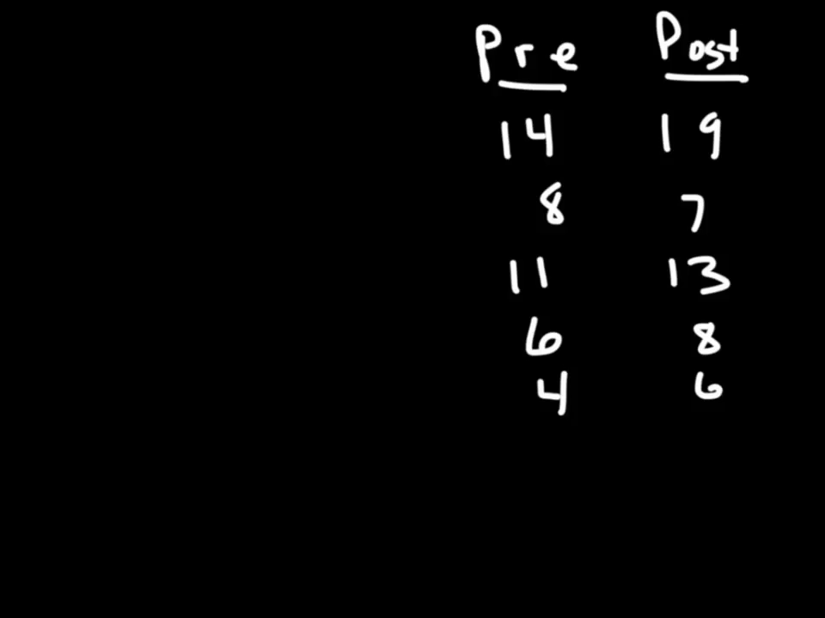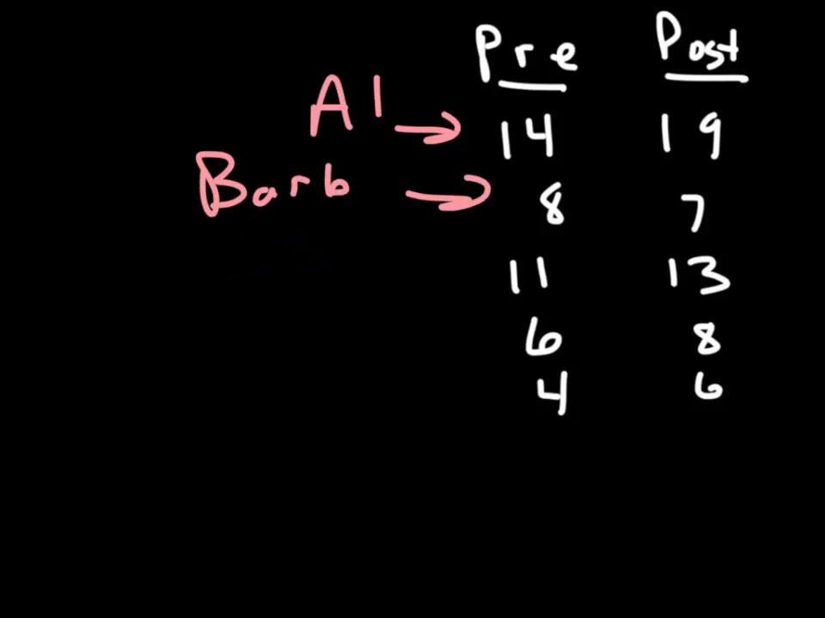So here we have a pre and a post-test, and we have scores in the pre-test of 14, 8, 11, 6, and 4, and in the post-test 19, 7, 13, 8, and 6. But what we really have is one sample. These are the same, call him Al, and this will be Barbara, and so on. So anyway, we have 5 people here, one sample of 5 people.